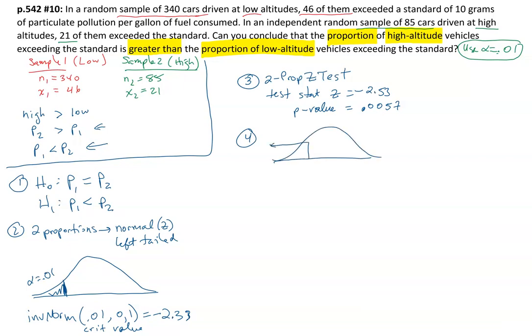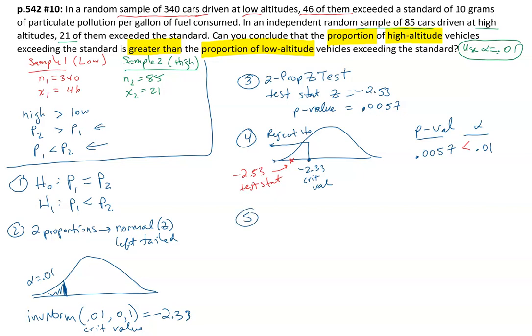Bring back our drawing, or if you haven't done it yet, this is the place to do it. Reject H0 in that left tail past negative 2.33. And our test statistic, yep, test statistic is negative 2.53. Again, labeling as best you can, critical value versus test statistic. And then the second way, comparing the p-value to the significance level, 0.0057 is indeed less than 0.01. So both of those methods agree.